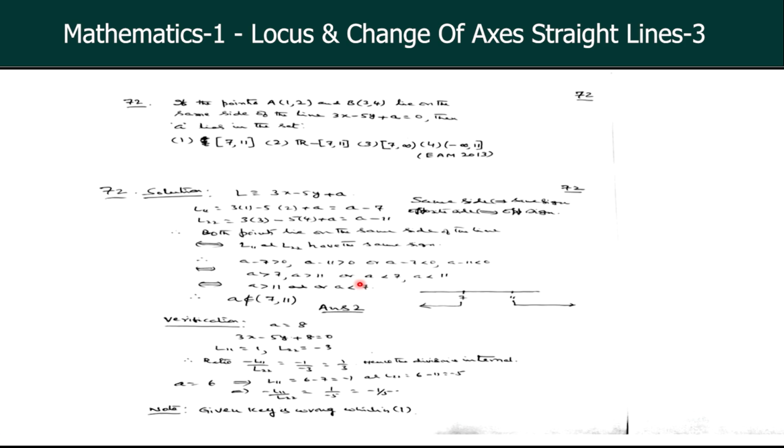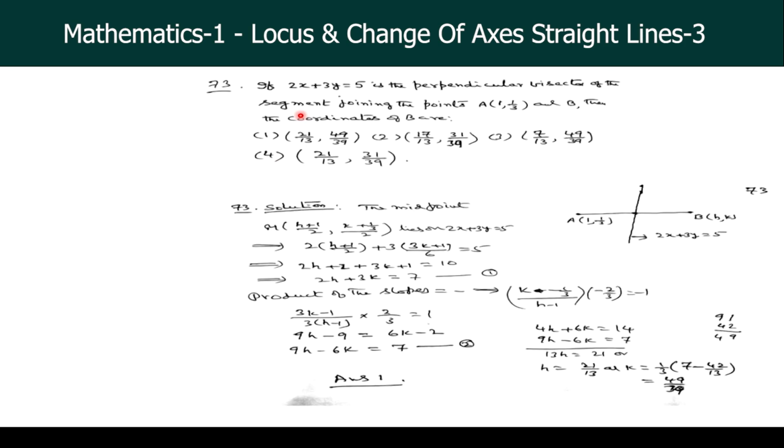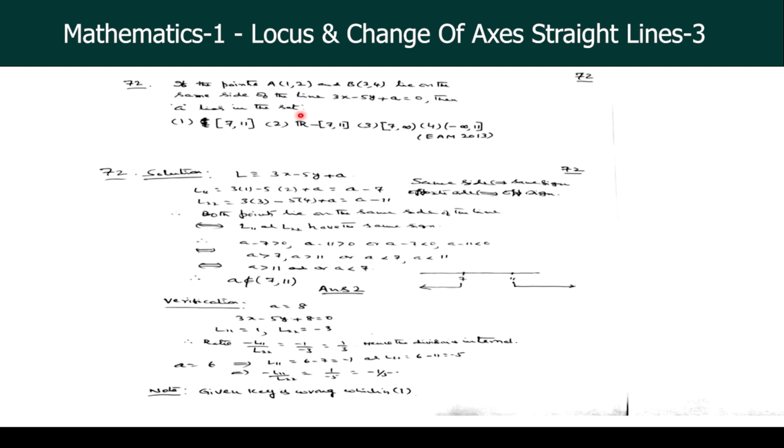If you take any other value of A, then both points lie on the same side of the given line L equal to 0. So therefore, the correct option is R minus closed interval [7, 11], which is number 2. And if you want to see, I want to say one point here.